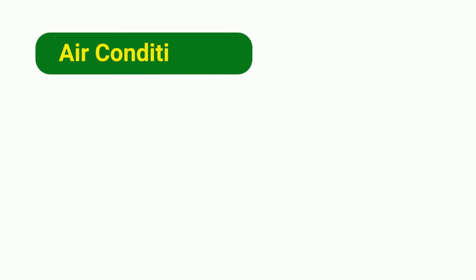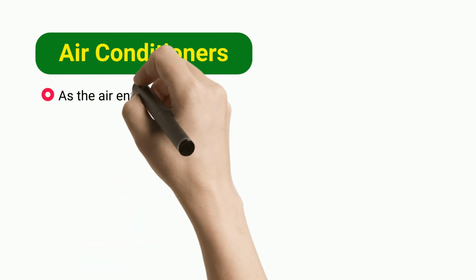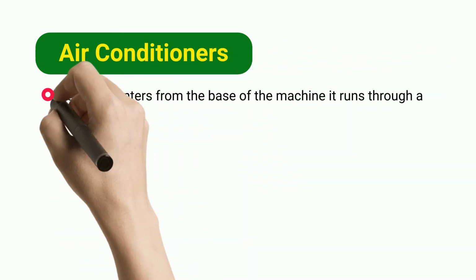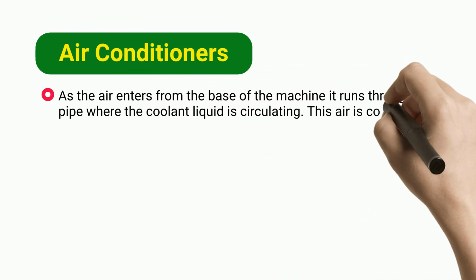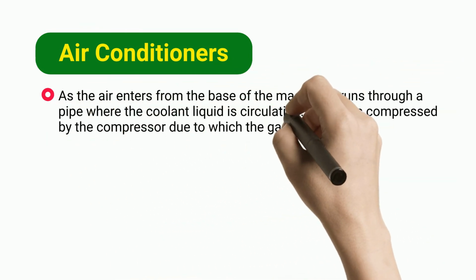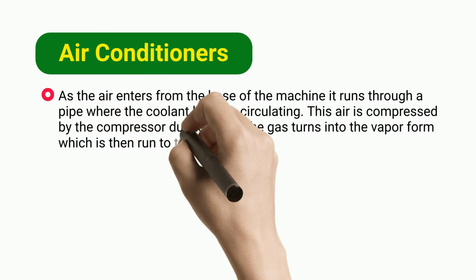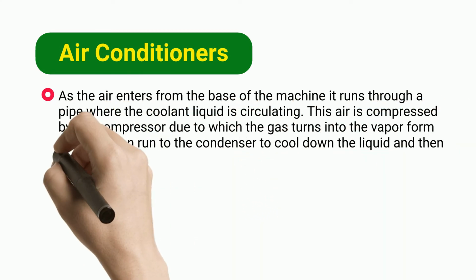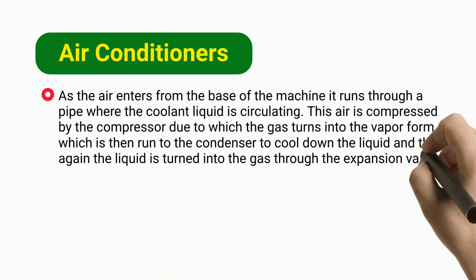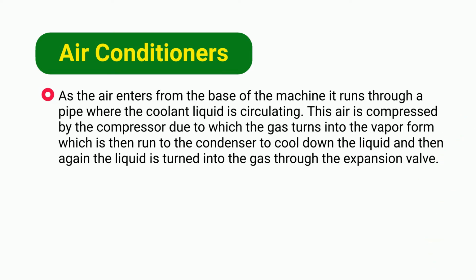Air conditioners. As the air enters from the base of the machine, it runs through a pipe where the coolant liquid is circulating. This air is compressed by the compressor, due to which the gas turns into the vapor form, which is then run to the condenser to cool down the liquid, and then again the liquid is turned into the gas through the expansion valve.